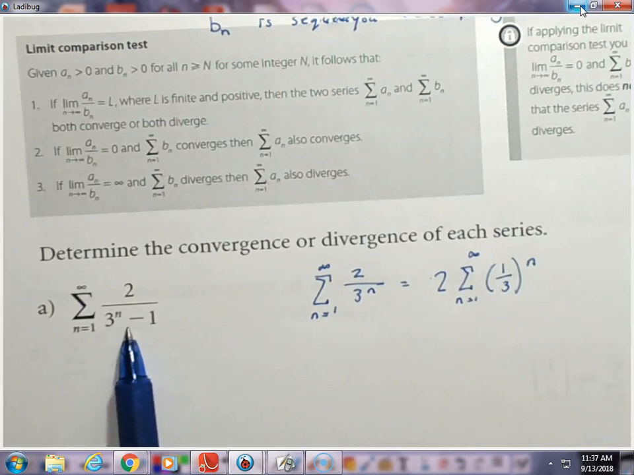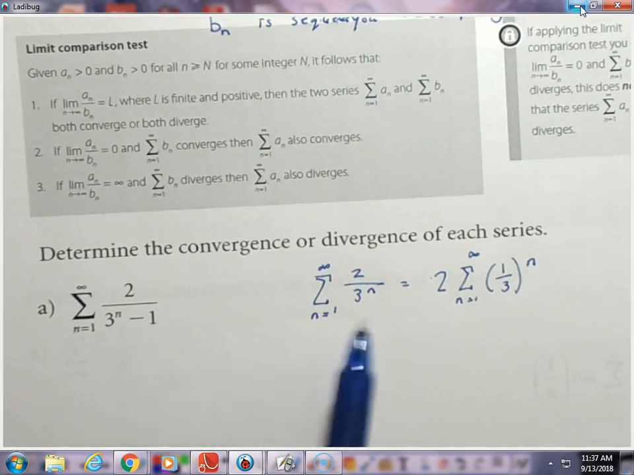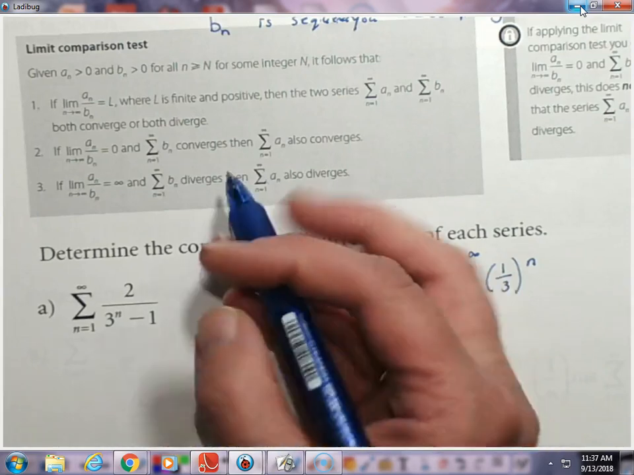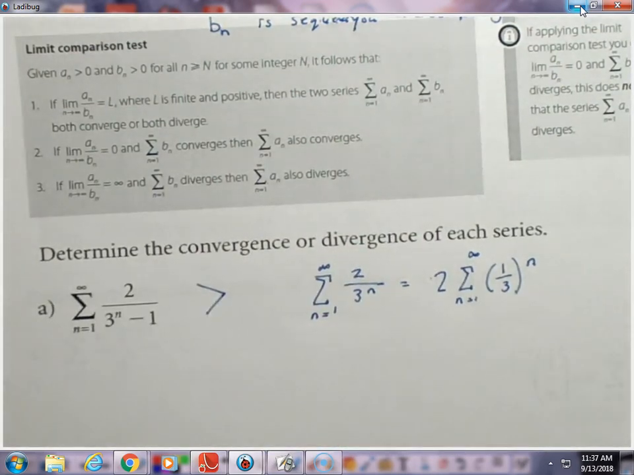Okay, so the question is, which one's bigger? The one on the left. Good job. Okay, this one's bigger: I'm dividing by a number that's a little bit smaller, so my overall number is larger.